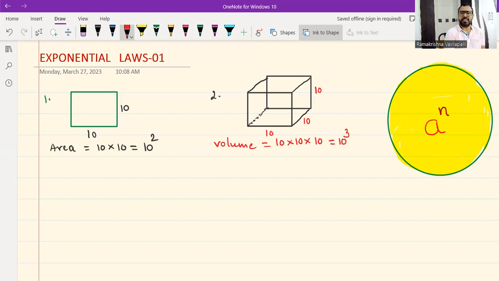This one is 10 squared. So here 10 is multiplied 3 times, so we write 10 to the power of 3. If 10 is multiplied 4 times, we write 10 to the power of 4. If 10 is multiplied 10 times, we write 10 to the power of 10.